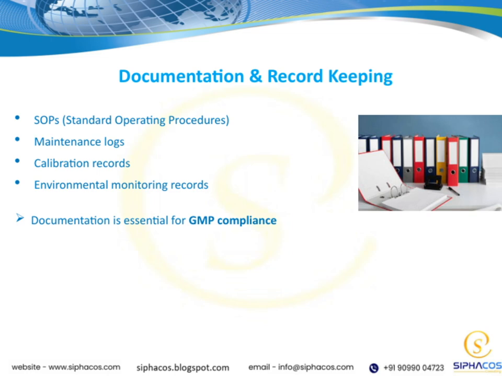Next, we have maintenance logs. These logs record all maintenance activities on equipment, which is vital for keeping everything in proper working order and avoiding unexpected downtime. Then, there are calibration records. These documents verify that our instruments and equipment are accurate and functioning properly, which is especially important in a regulated environment. Lastly, environmental monitoring records track the conditions like temperature, humidity, and cleanliness within the facility.